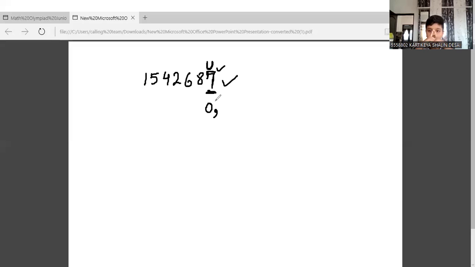Yes, Kartike? Yes, ma'am. Yes, and please tilt your screen, Kartike. I can't see you properly. I want to see your notebook as well. Yeah, now this is fine.